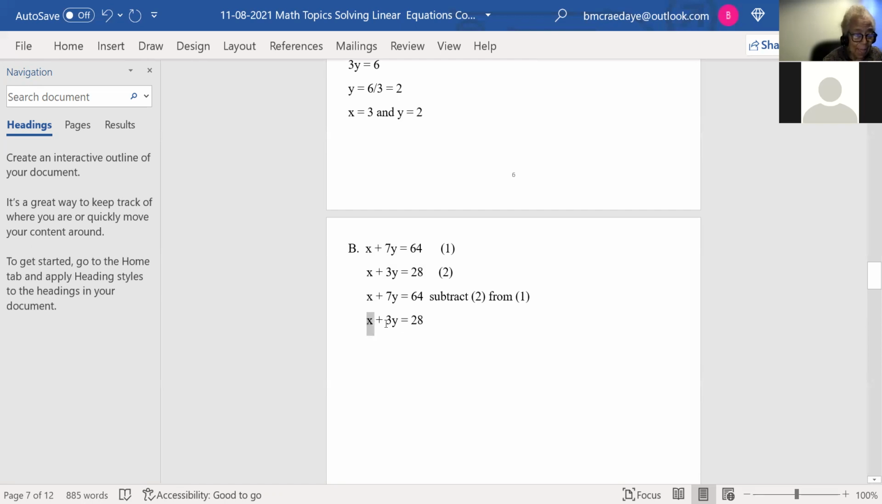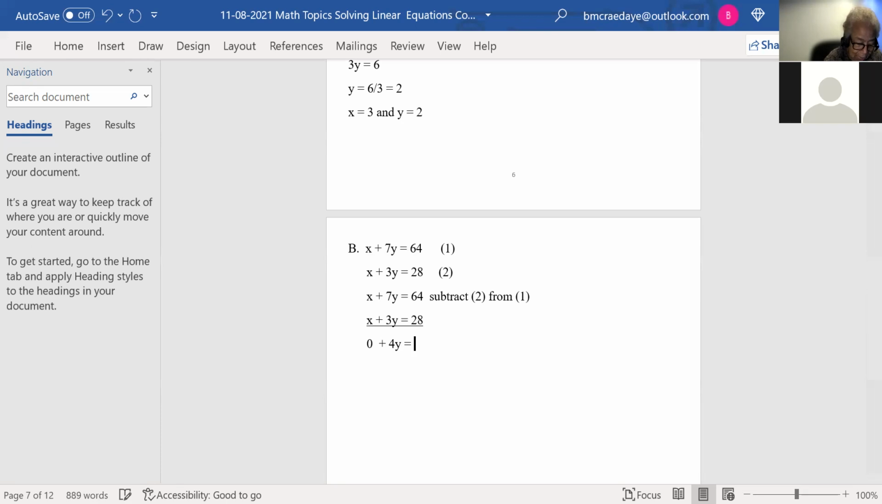Now, so we have it here, Maureen. What's x minus x? 0. That's right. What's 7y minus 3y? 4y. So that's plus 4y. And what's 64 minus 28? 36. That's right, 36. So it's 4y equals 36.